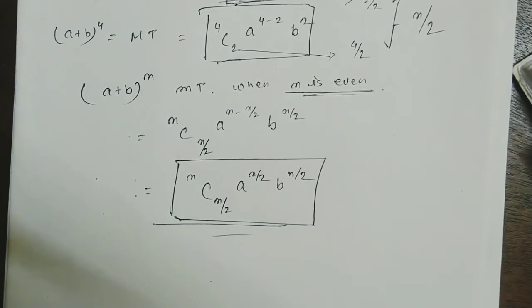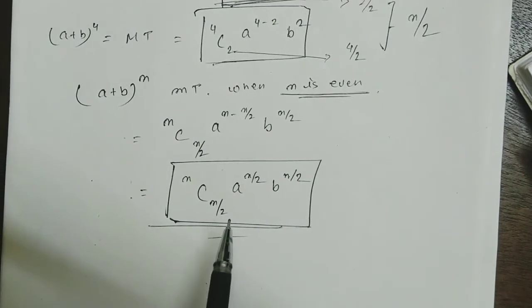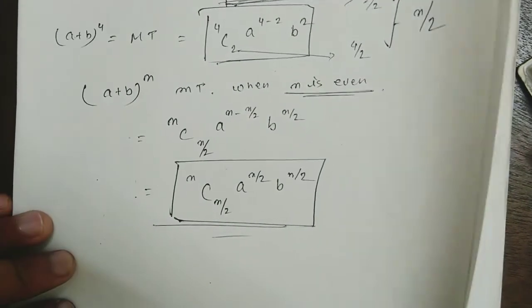For the situations where n is even it is this simple. If I apply this, I will always get the middle term when n is even. Okay, let's try to see what will happen when n is odd.